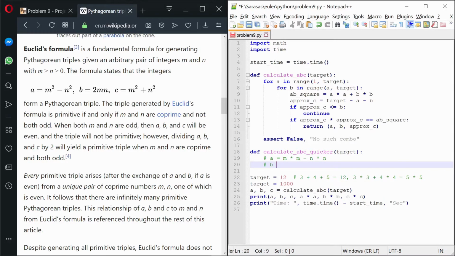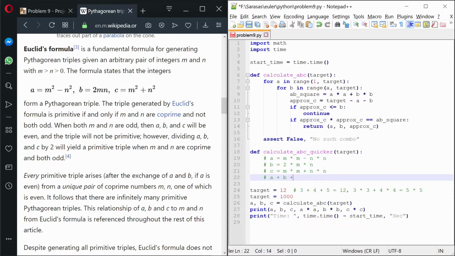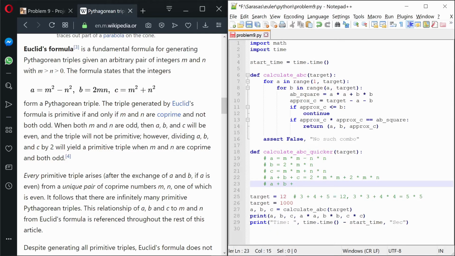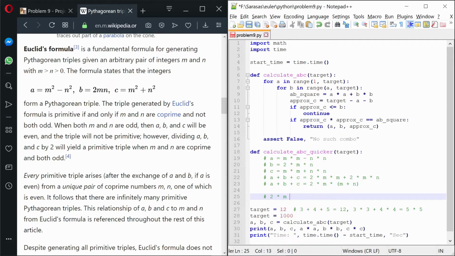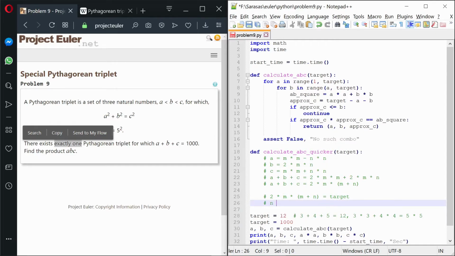One side will be m squared minus n squared toothpicks. The other side will be 2 times m times n toothpicks, and the diagonal will be m squared plus n squared toothpicks. I'll try to insert the total number of toothpicks into these formulas and see what we get. So, I have a formula here. And using this formula, I can see that the total number of toothpicks will be 2m squared plus 2 times m times n. And we know that the total number of toothpicks is 1000, or in case of the example, 12. So if we know m, we can calculate n directly. The number n turns out to be the total number of toothpicks divided by 2m minus m.